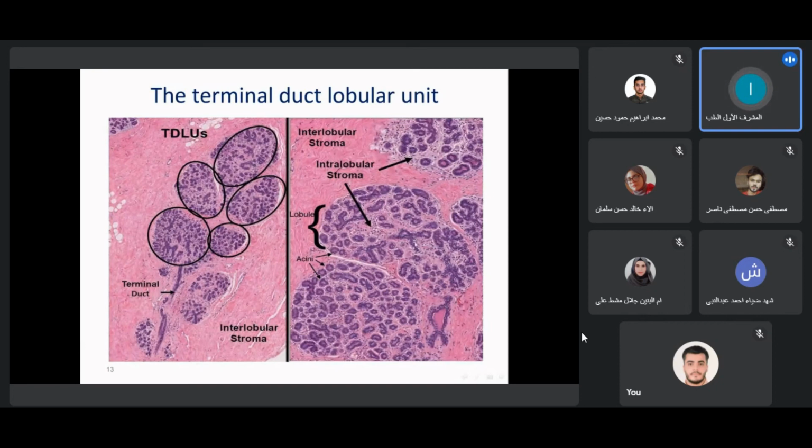The next picture on the right here is a magnification of this appearance, and as you can see here, this is the lobule, this is another lobule, and these structures within the lobule are the acini. The stroma that lies between those acini within the lobule is called the intralobular stroma. And the stroma that lies between each lobule is called interlobular stroma.